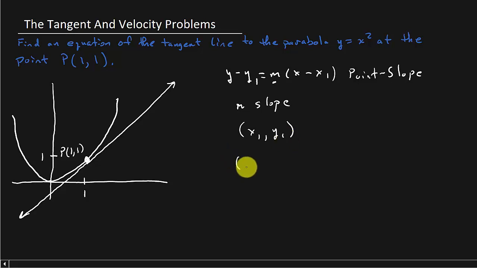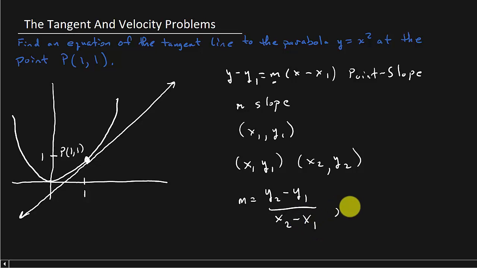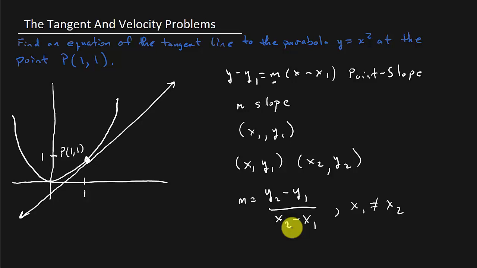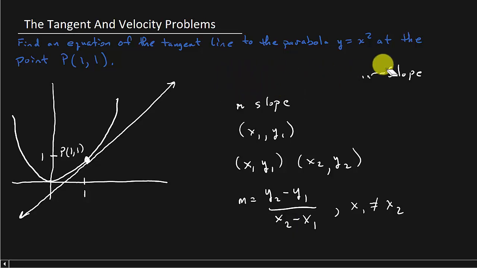Well, if you remember, if you had 2 points on a line, say x1, y1, and x2, y2, then the slope of the line was y2 minus y1 over x2 minus x1, where x1 did not equal x2, because that would make it undefined. Okay? So that's just a quick refresher on how you found the equation of a line. All right, so that's all we're doing here, is finding the equation of a line.